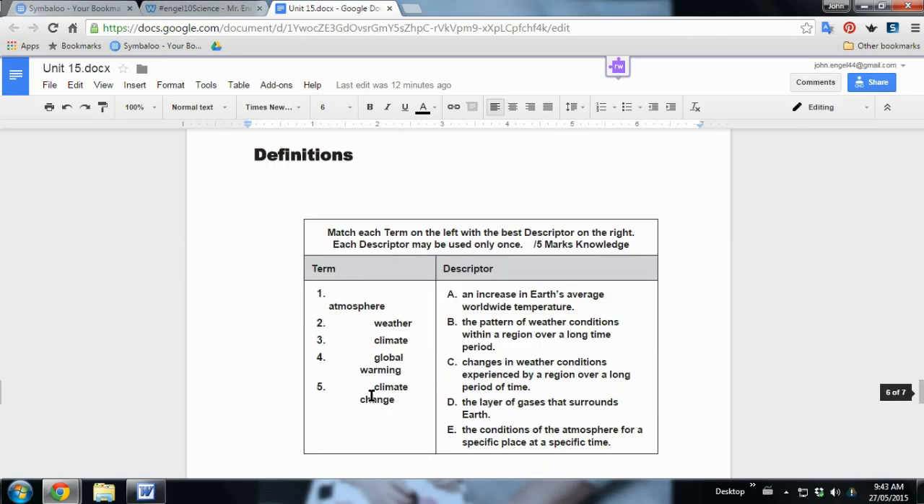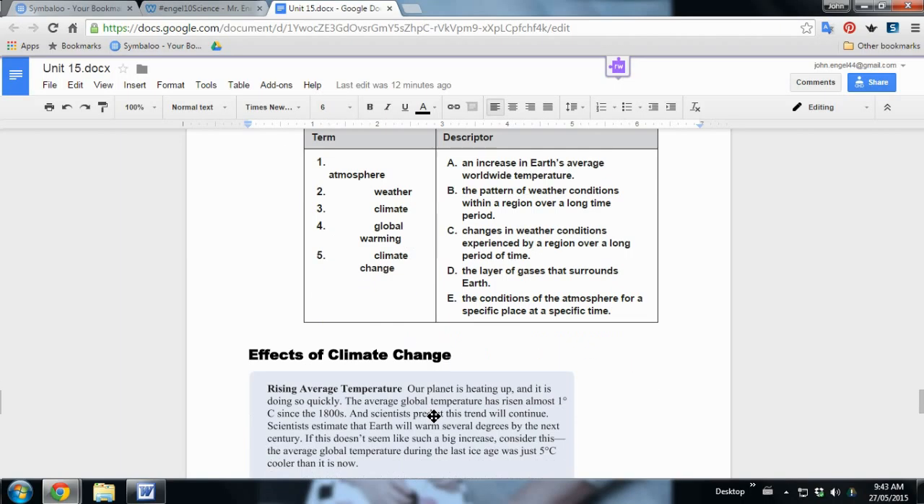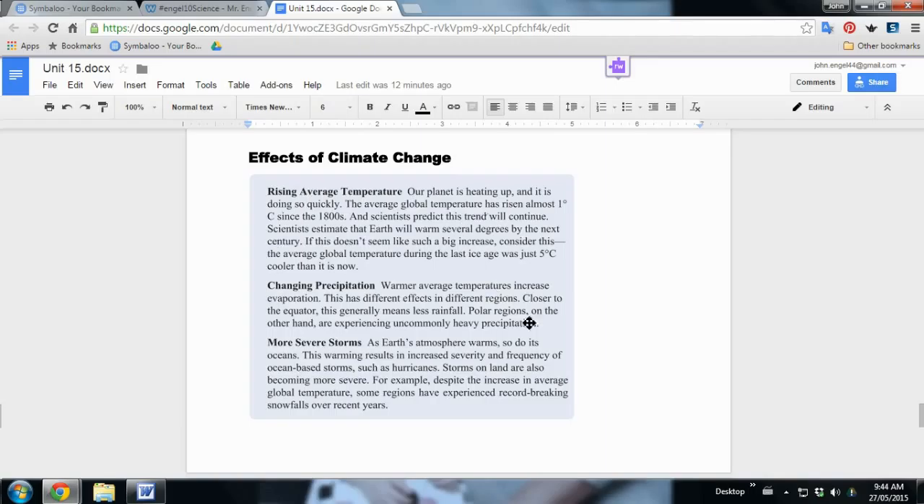So as we go down, there are some definitions. You need to match up these 5. These are for marks as well: atmosphere, weather, climate, global warming, and climate change. And then we're going to study the effects of climate change. So what does the change in climate have to do with us? What kind of changes does it cause for us?